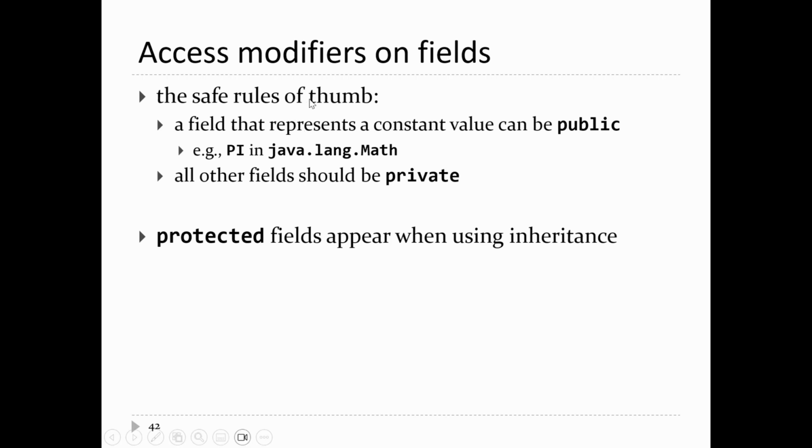So you might ask, what access modifiers should I use for my fields? By default, they should always be private. If you have a constant that is useful to other classes, then you can mark those as public. So the class Math has a public field called PI. It represents the mathematical value pi. That value is useful for other classes everywhere else. It's also a constant, so it can't change, and so it's safe to make it public.